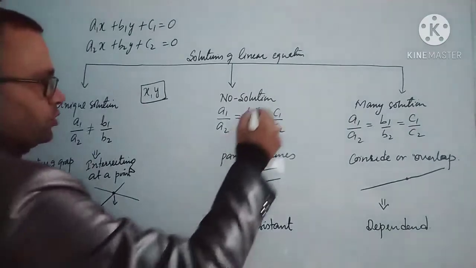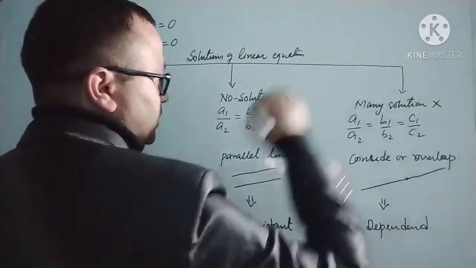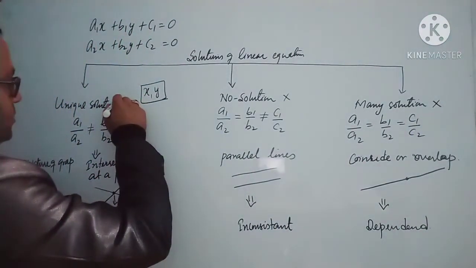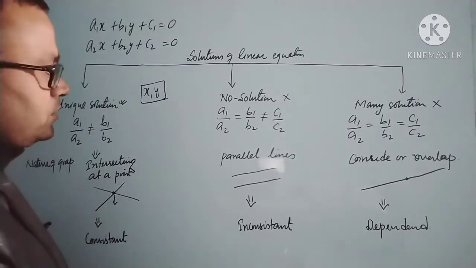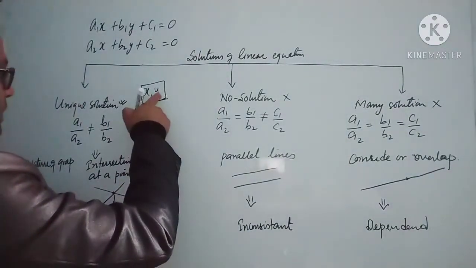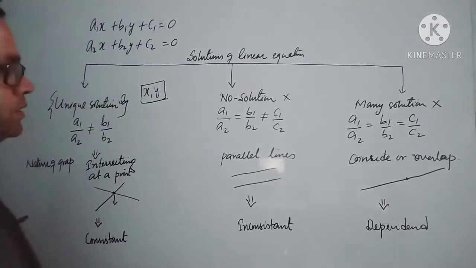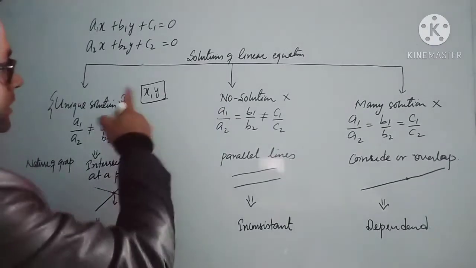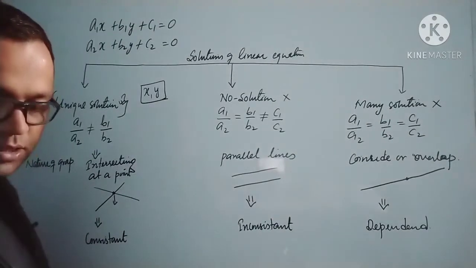In case of no solutions and many solutions, no need to solve the given equation further. Only in the case of unique solution, we need to solve the given equation further. We can obtain x and y only if the solution of the equation is unique. Otherwise, it is impossible to calculate x and y. Okay, these are the solutions of linear equation.